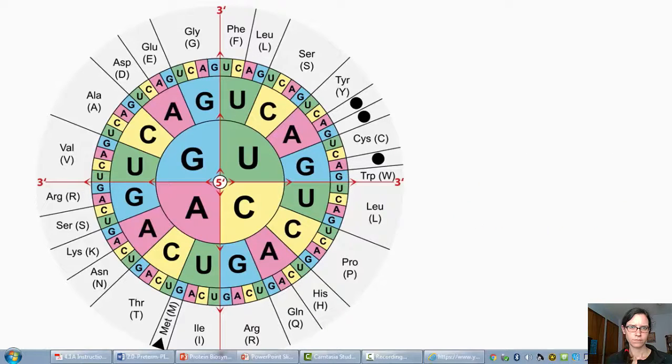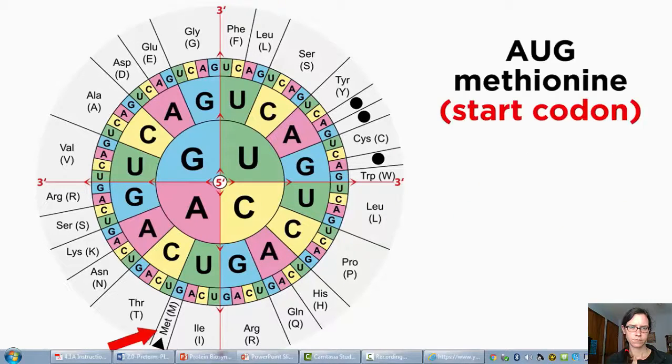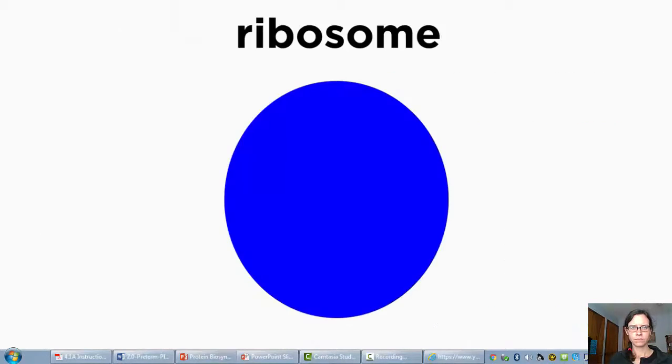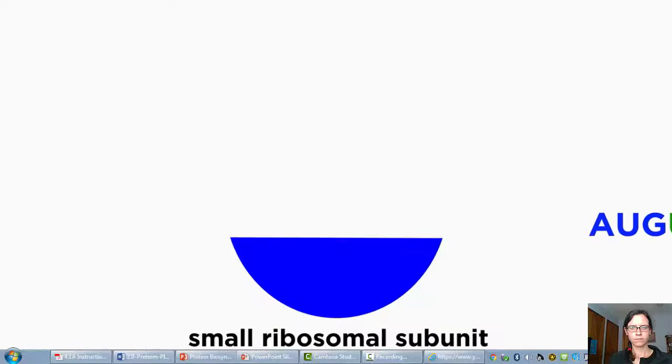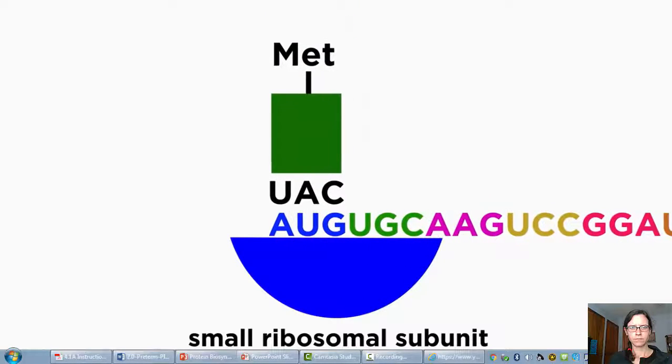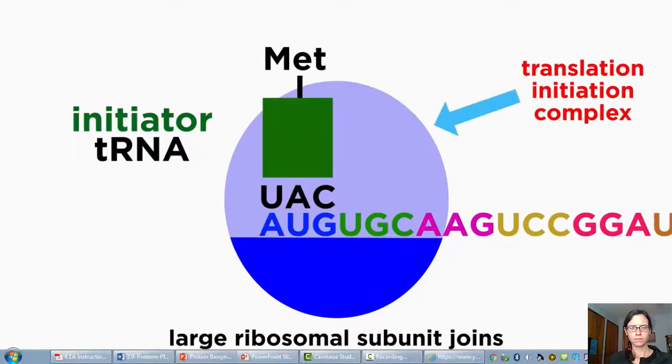Notice also that some of these codons are special. AUG is the start codon, which initiates translation by coding for methionine. And these 3 are stop codons. These are the ones that terminate translation. Translation will occur inside a ribosome. The small ribosomal subunit binds to an mRNA and an initiator tRNA, which adheres to the start codon. Then the large ribosomal subunit joins to complete the translation initiation complex.